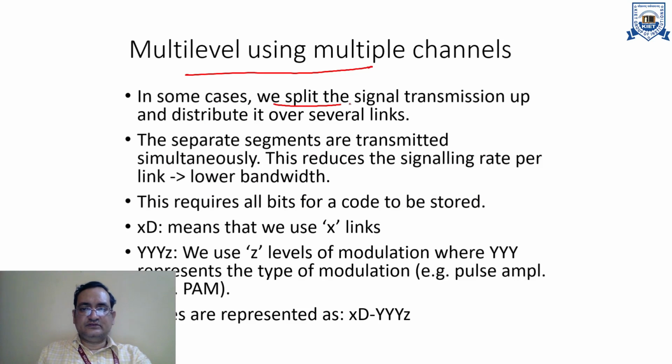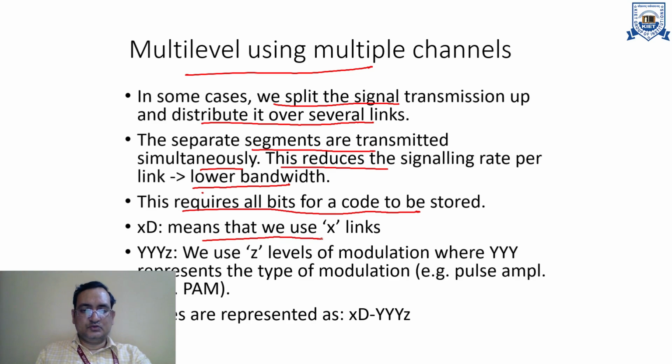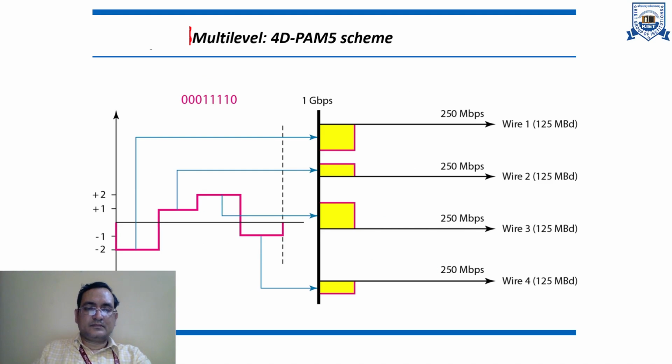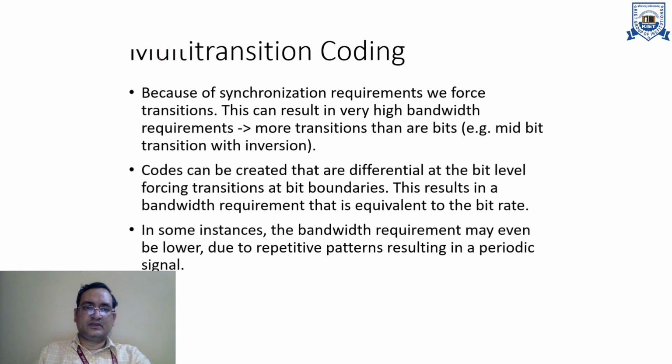Now, multi-level using multi-level channels. In some cases we split the signal transmission up and distribute it over several links. The separate segments are transmitted simultaneously for this purpose, which reduces the signaling rate per link, that means lower bandwidth. This requires all bits for a code to be stored. It means the use of X links, right? This is the representation XYZ, we use Z levels of modulation, where the Y represents the type of modulation. This is an example of the multi-level 4D-PAM5 scheme.